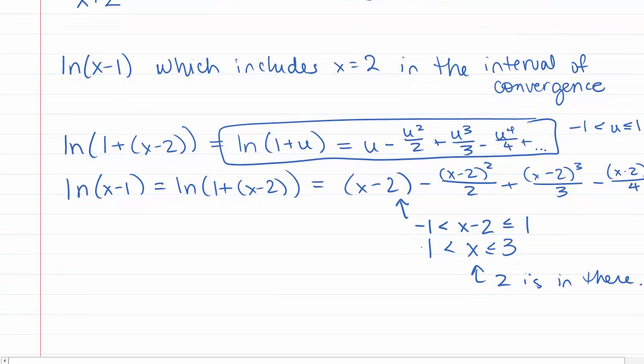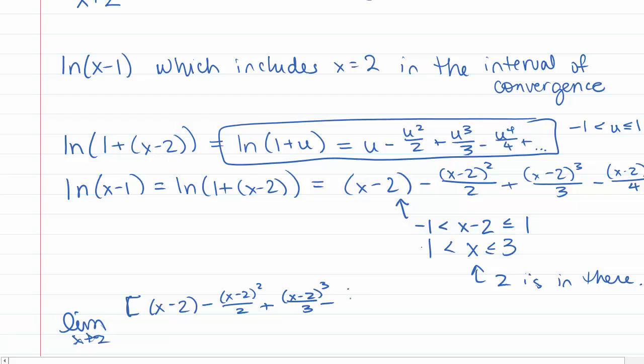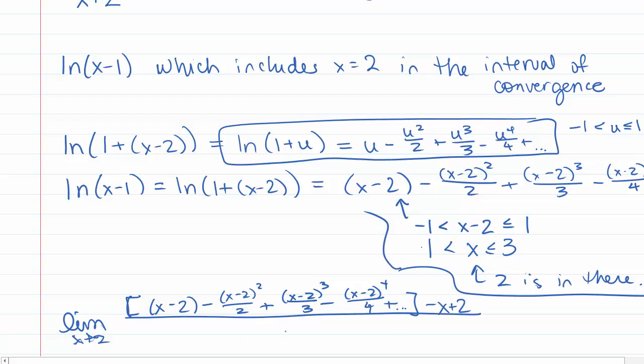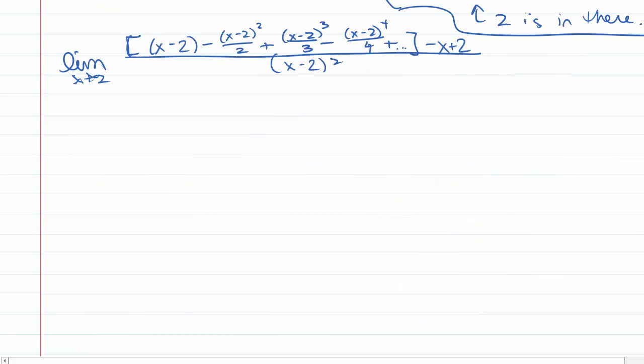All right, so let's try doing our limit this way then. So we're looking at the limit as x goes to 2 of, well, we have this series here, right? So (x minus 2) minus (x minus 2) squared over 2 plus (x minus 2) cubed over 3 minus (x minus 2) to the fourth over 4 plus dot dot dot, and then minus x plus 2, all over (x minus 2) squared. So note that the negative x plus 2 at the end here can be rewritten as negative (x minus 2). So we have a positive (x minus 2) and a negative (x minus 2). So those are going to go away.